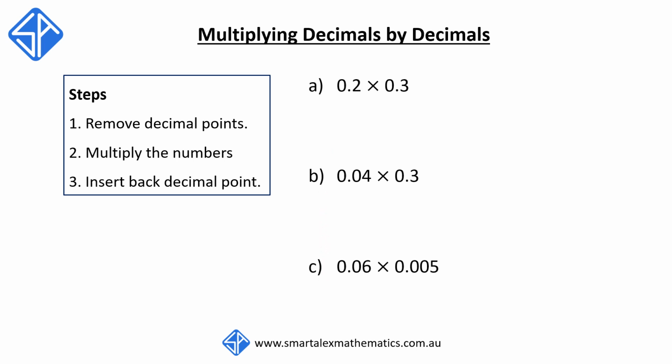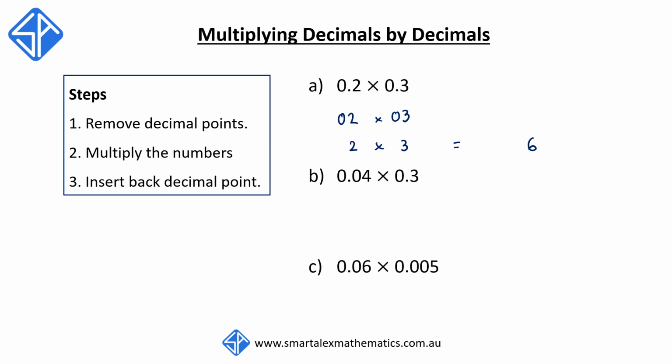Our first example, we're going to multiply 0.2 by 0.3. First step, we remove the decimal points from the two numbers so that we have 02 times 03. The two zeros at the front are insignificant, so this is the same as 2 times 3. Next step, we multiply the numbers together. 2 times 3 is equal to 6. Then we insert back the decimal point.